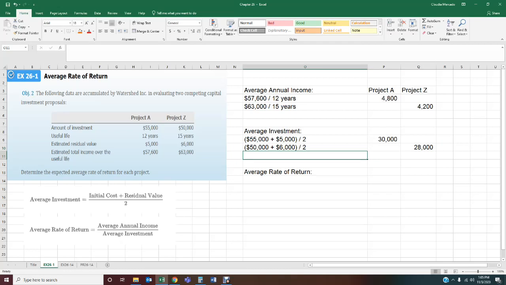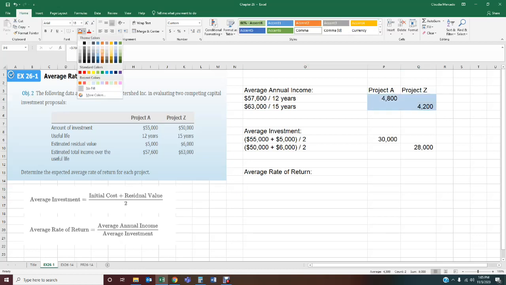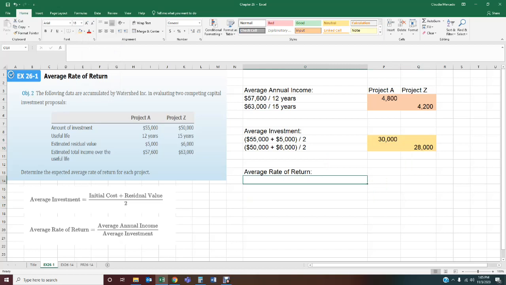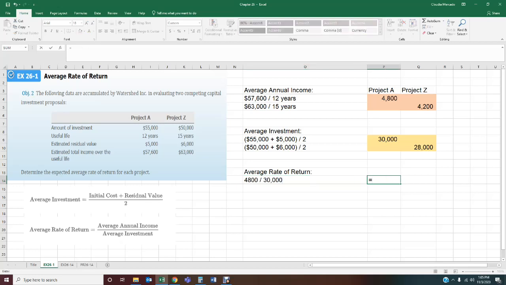Now that I have both of these components, I can apply these two amounts that we've calculated to my average rate of return formula. Okay, your average rate of return is your average annual income, which is what we calculated over here. I'm going to highlight that one color, and I'm going to divide it by your average investment. Okay. So my average rate of return for project A is going to be my annual income, which is $4,800. And I'm going to divide that by my average investment, which is $30,000 for project A. Okay, and let's see what that gives us.